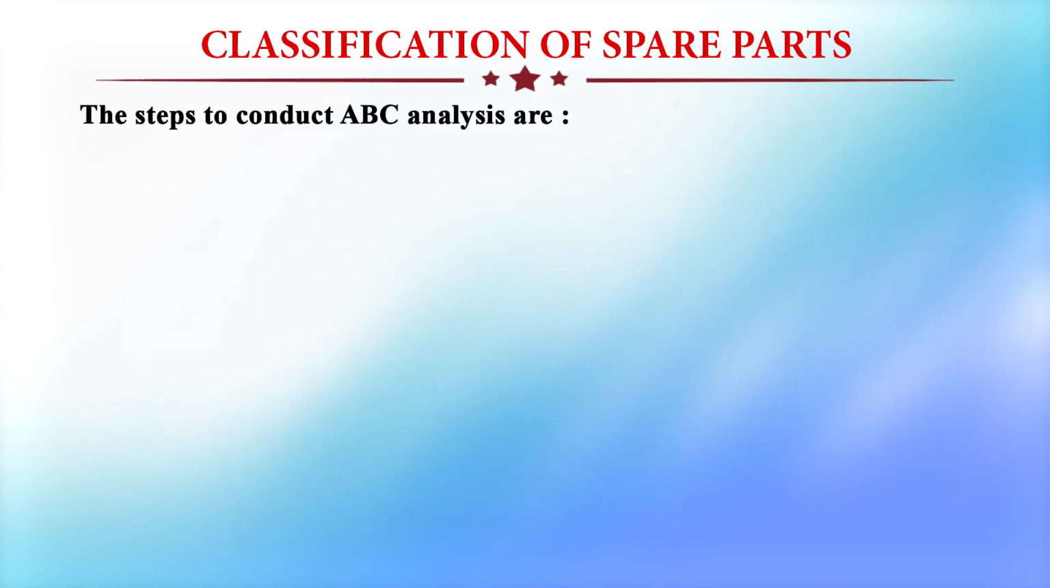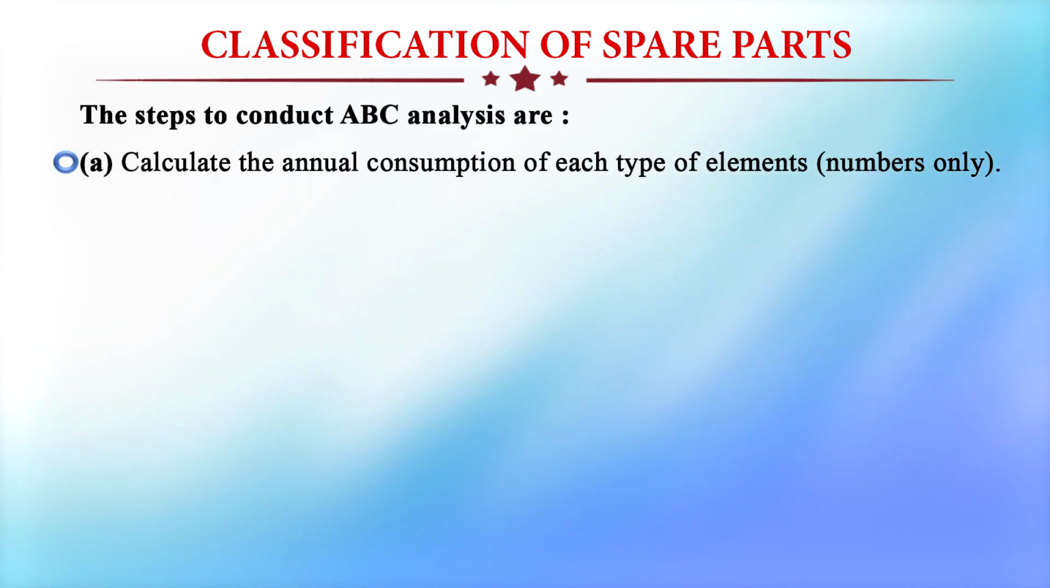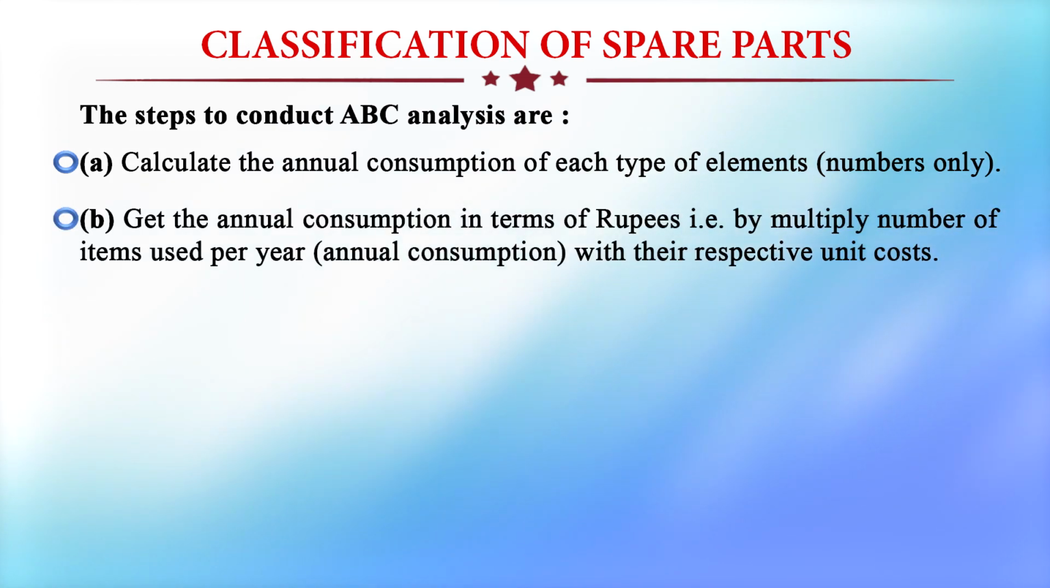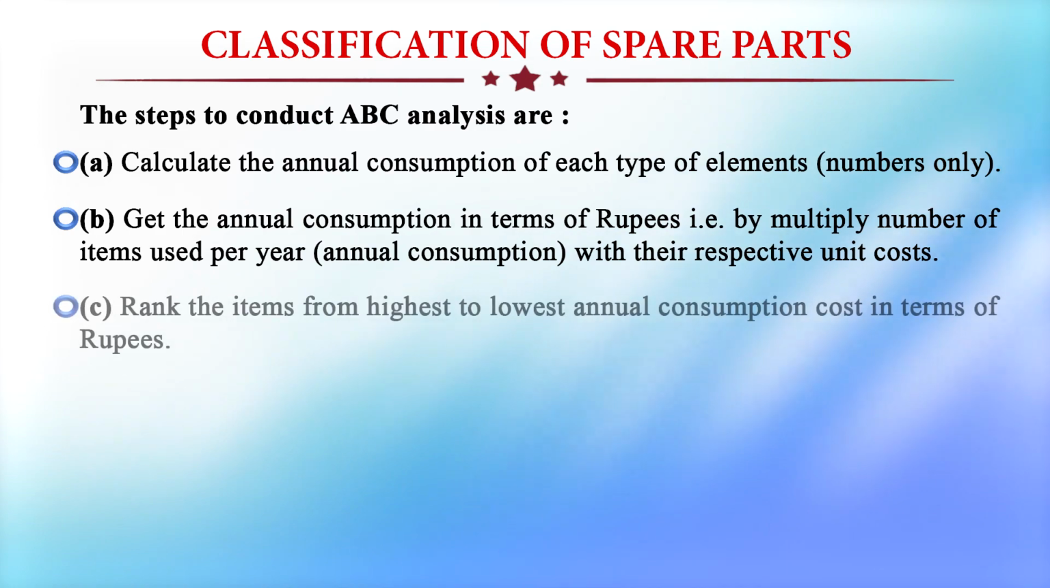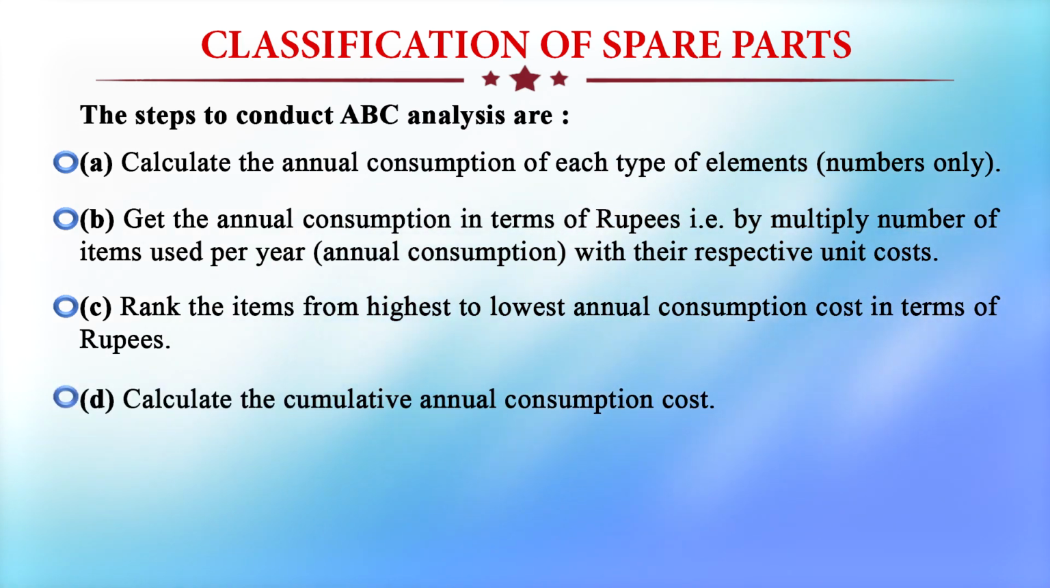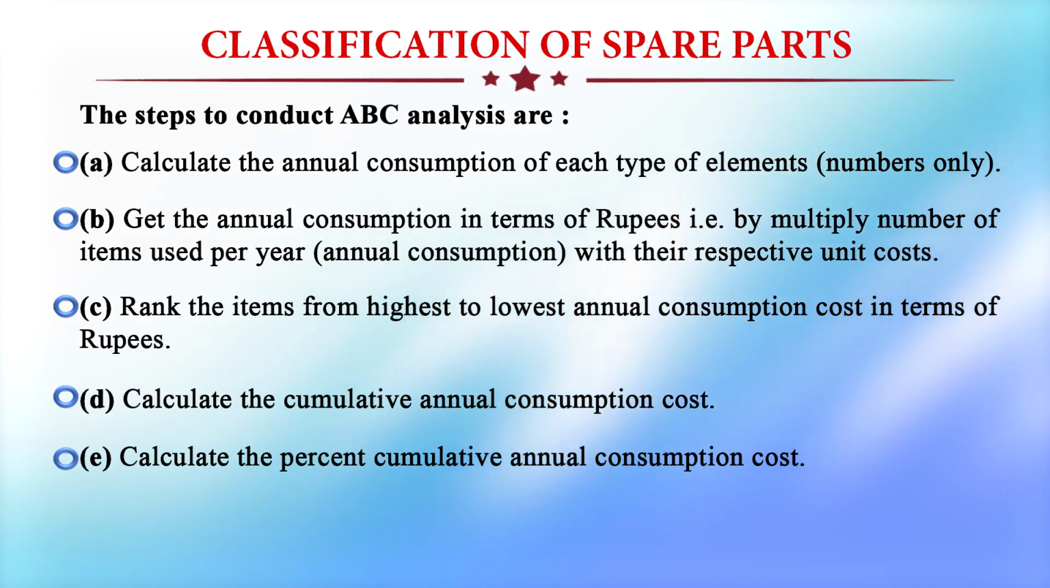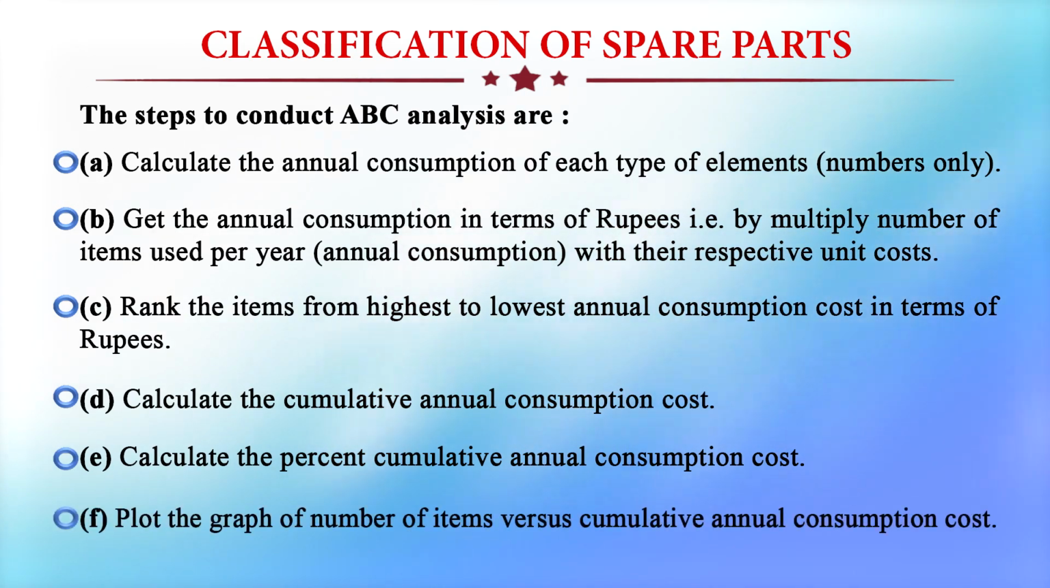The steps to conduct ABC analysis are: calculate the annual consumption of each type of element, in numbers only. Get the annual consumption in terms of rupees by multiplying the number of items used per year with their respective unit cost. Rank the items from highest to lowest annual consumption cost in terms of rupees, calculate the cumulative annual consumption cost, calculate the percent cumulative annual consumption cost, and plot the graph of number of items versus cumulative annual consumption cost.